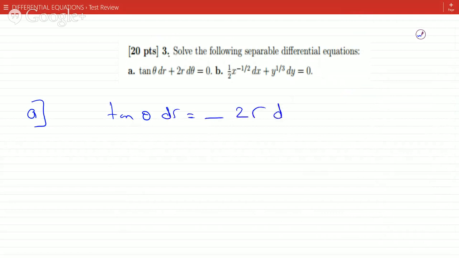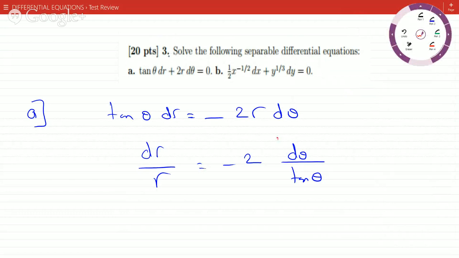So d theta. And now you just separate the theta, d theta with the theta, dr with the r. Right. And this is a separable differential equation because they're multiplied. Oh, yeah. Right? So I could divide this tan theta here, and I can divide this r here. So this becomes dr over r equal minus 2 d theta over tan theta. That's it.